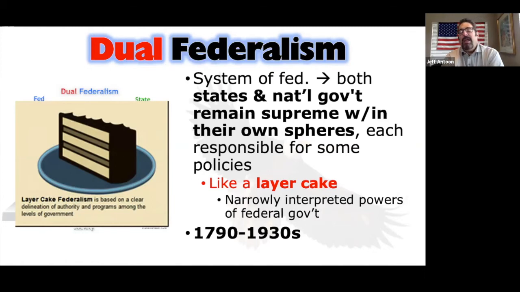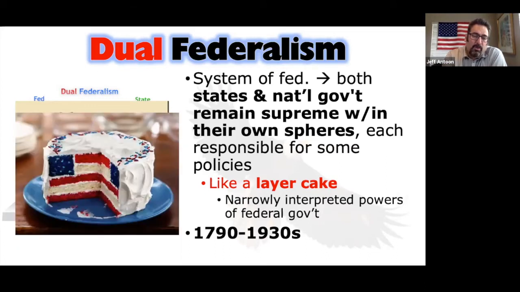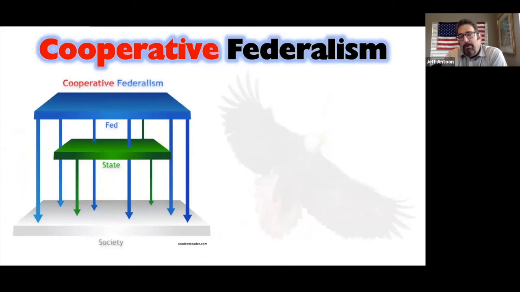And this happened from the 1790s, the foundation of the Constitution, to the 1930s in the Great Depression. And I found a really cool patriotic cake. Could you imagine how hard it would be to create that? But it still looks beautiful. The second one is called cooperative federalism.